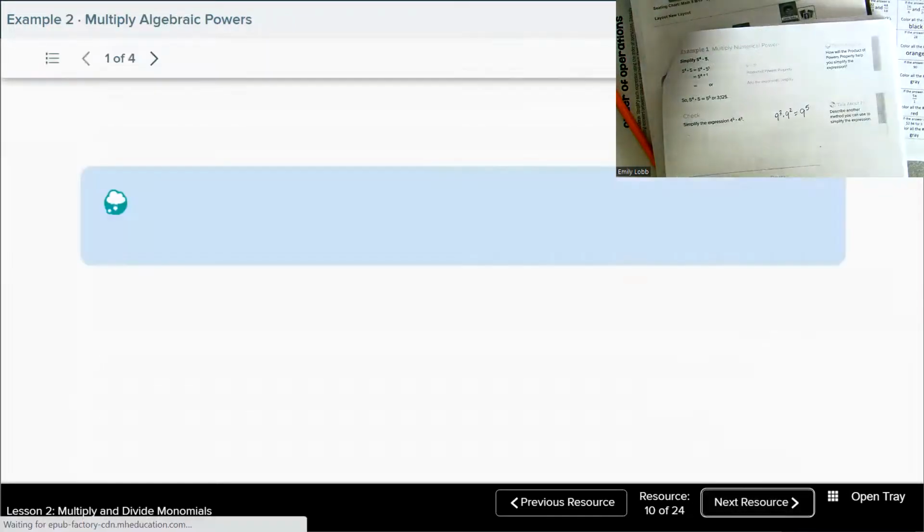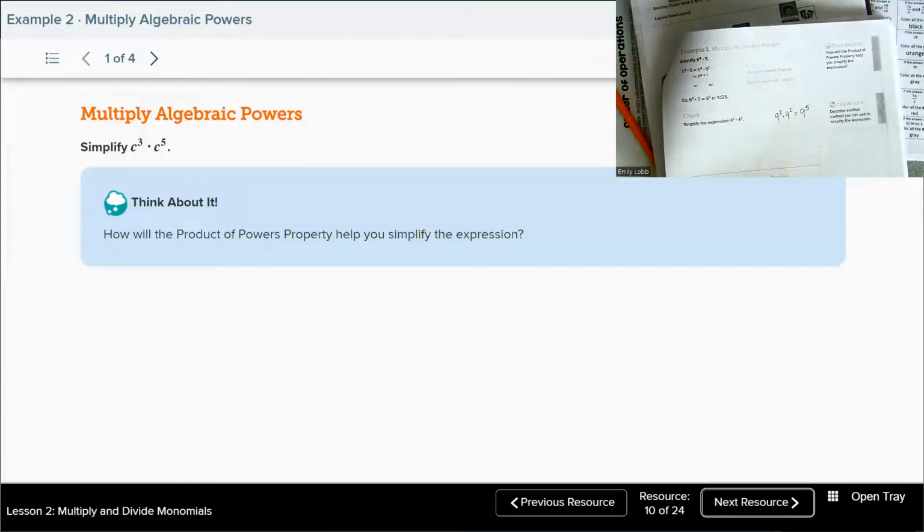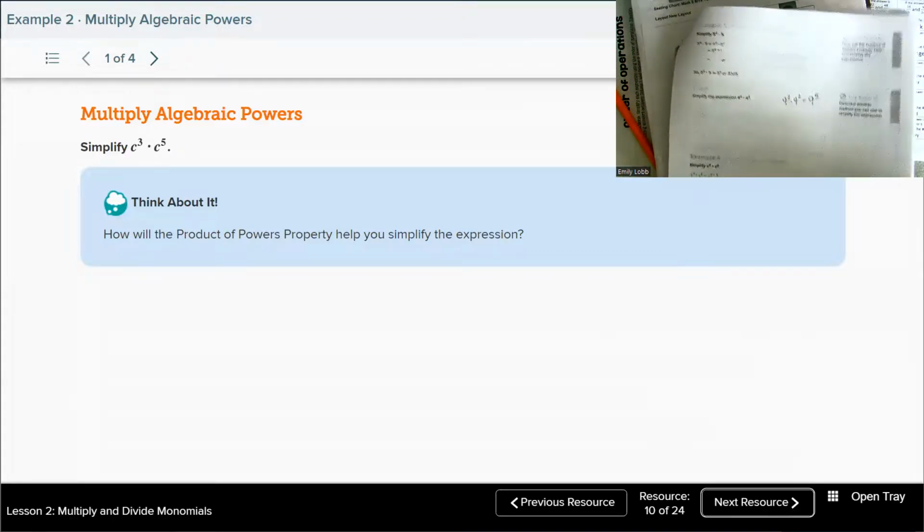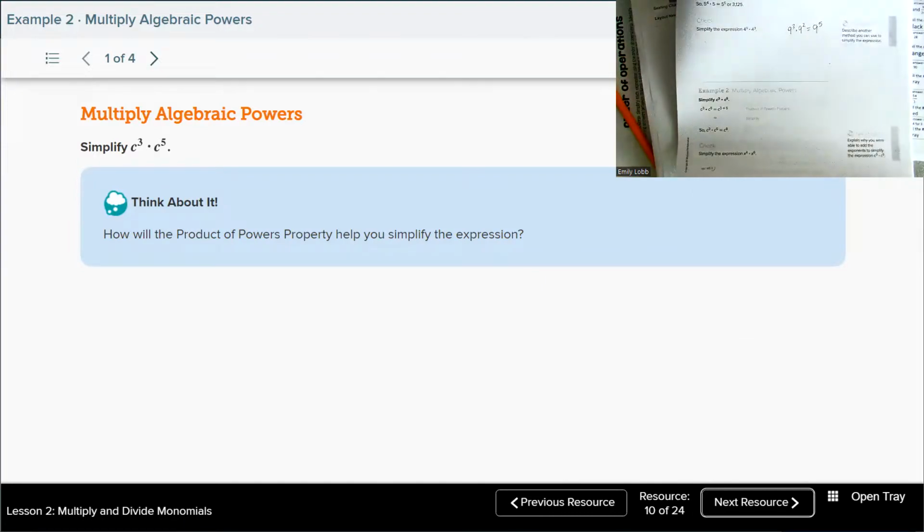All right, example 2. After we do this example 2, I'm gonna have you do a couple of the practice problems. So if we're simplifying c to the 3rd times c to the 5th, this is the same thing, except we have letters in place of our numbers. Do we have the same base? Yes, because it's the same letter. We can assume that it's the same if they're using the same letter for it, right?